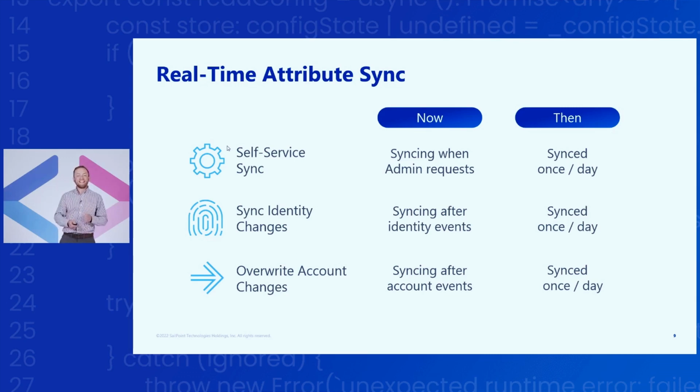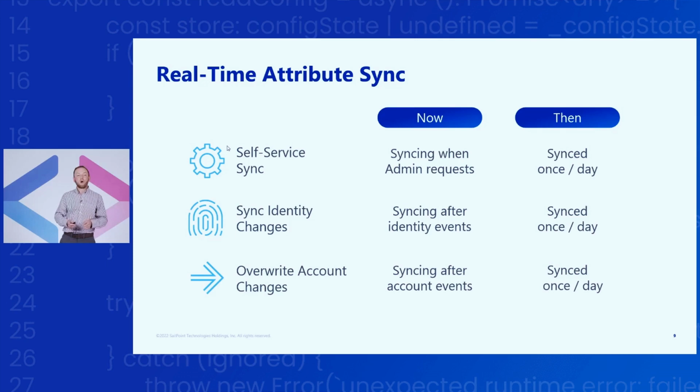Second, syncing identity changes. So when we aggregate from your authoritative source, I'll use Workday in our examples, we are going to detect an identity change and we're going to make syncs right away, as opposed to happening each day at 8 a.m. in your tenant's local time.